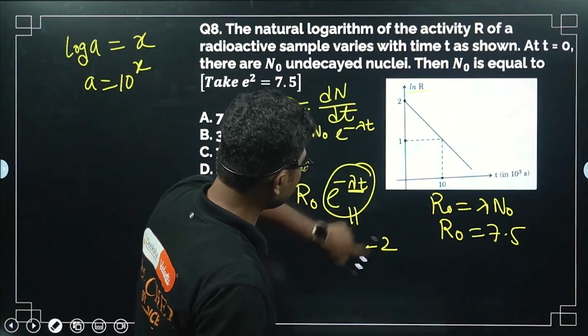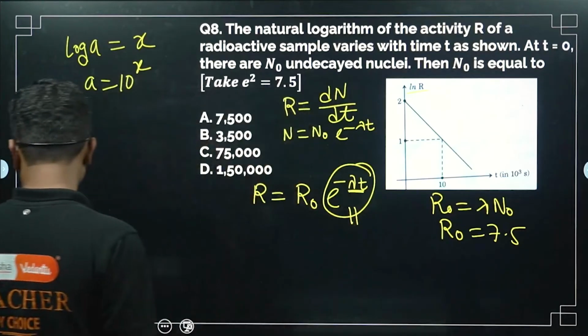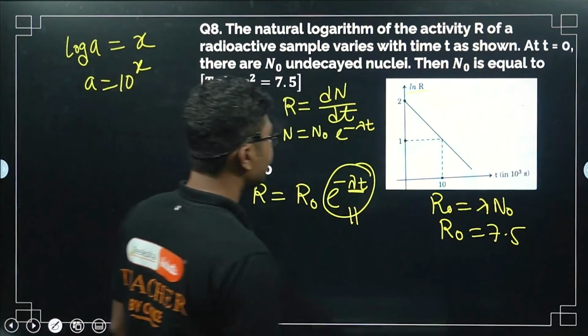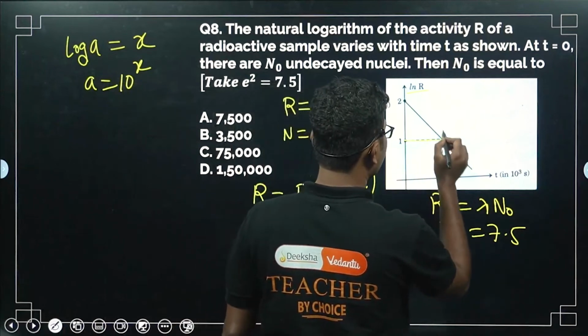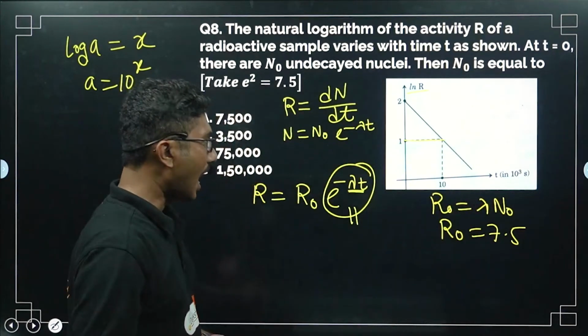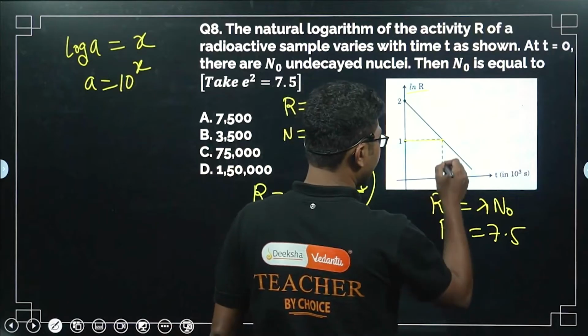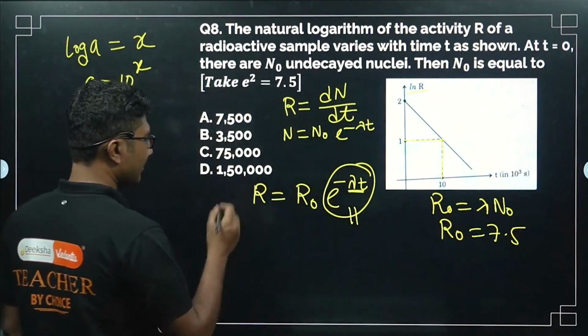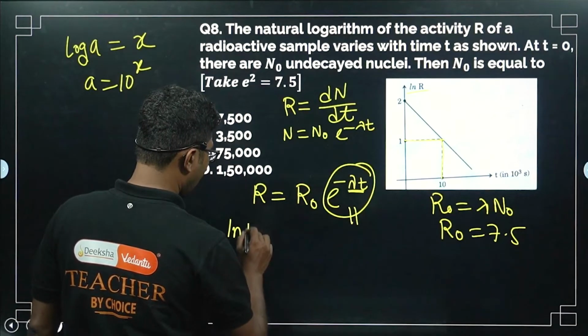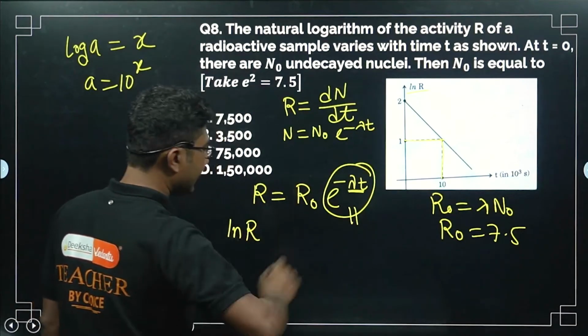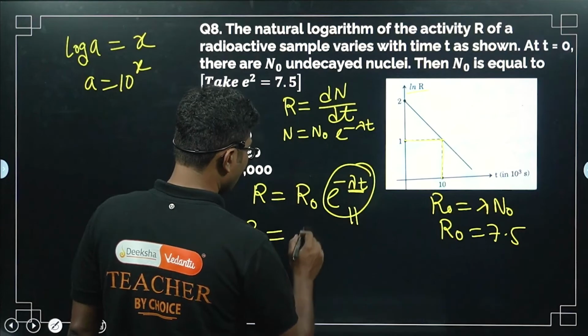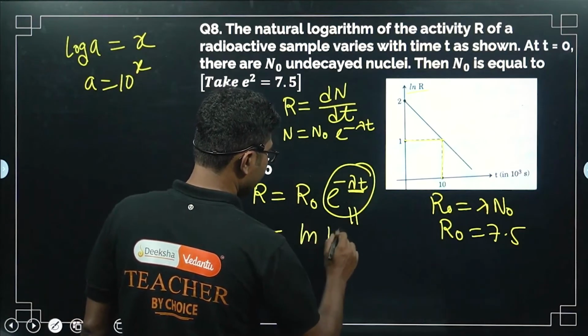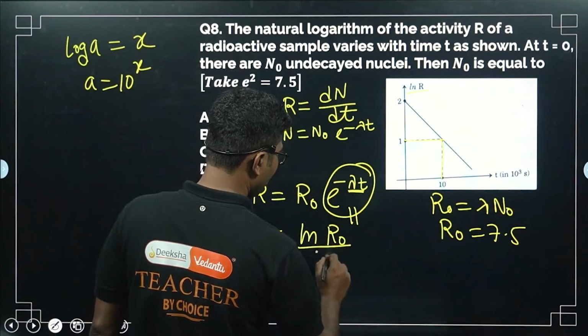What else is given in this? Look into the diagram carefully. You will see that at this point, when your ln R becomes a half at some time t equals this, right? So we can write here ln R at that time is equal to ln R0 by 2, right?